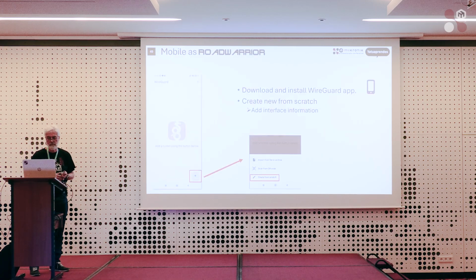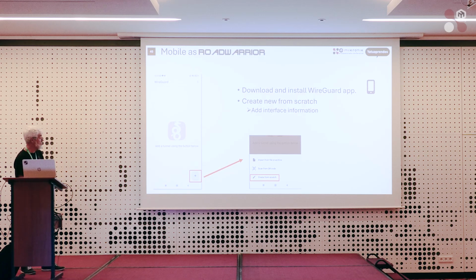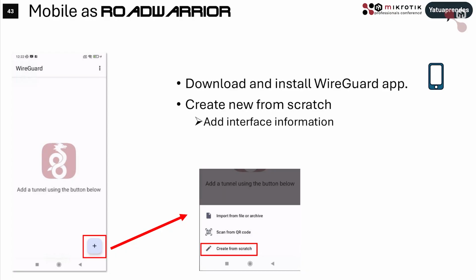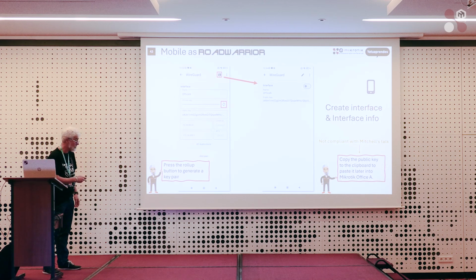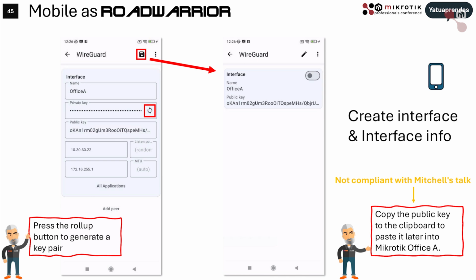If we're using a mobile, we have to download and install the WireGuard app, and create a new tunnel from scratch with that button. We have to put in the information. With a button, it generates the private key and public key. We copy that public key to the clipboard. Obviously, it's not secure, like Mitchell said at the very beginning in the morning.